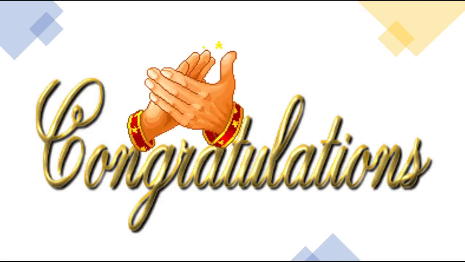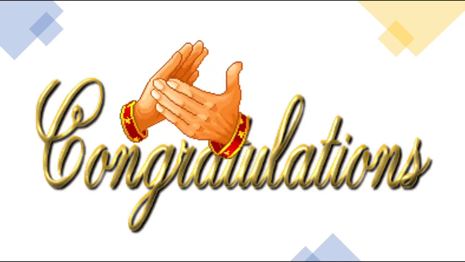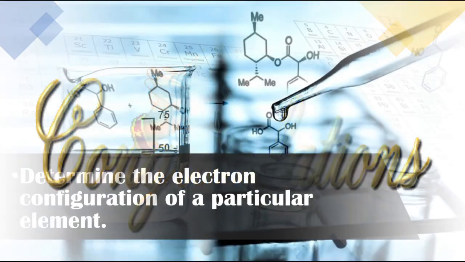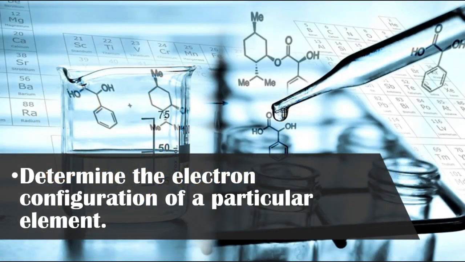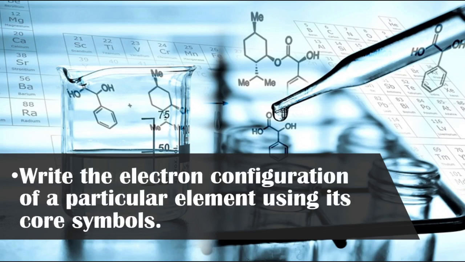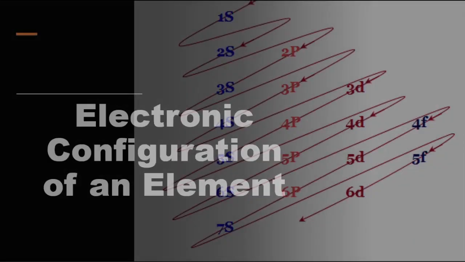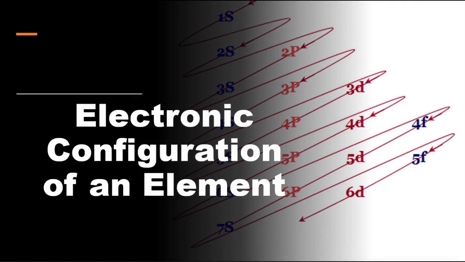Alright, learners, before we start our lesson, let us identify our objective for today. The objective for today is to determine the electron configuration of a particular element, and lastly, write the electron configuration of a particular element using its core symbols. Okay, let us now proceed to our topic, which is electronic configuration of an element.